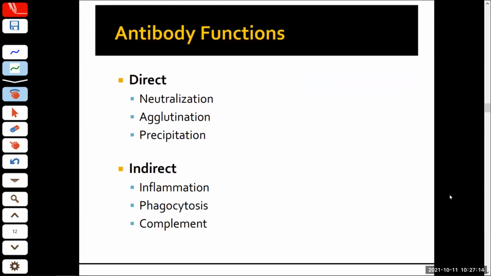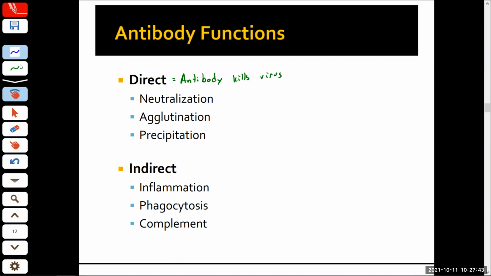Now, how do your antibodies actually kill viruses? They can directly kill a virus or they can indirectly kill a virus. So let's think about this. If I am directly responsible for somebody's murder, what does that mean? I did it. So a direct antibody function is when the antibody kills the virus.